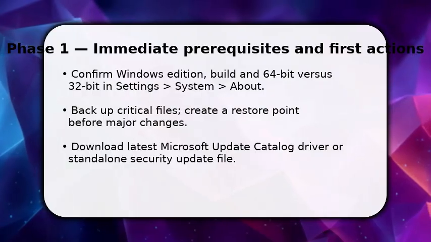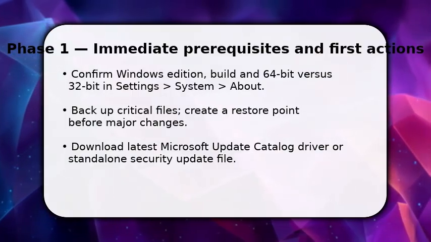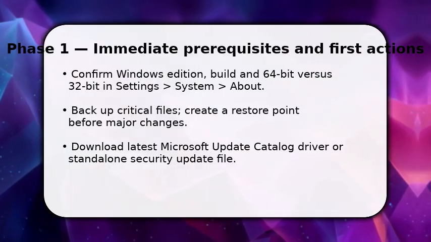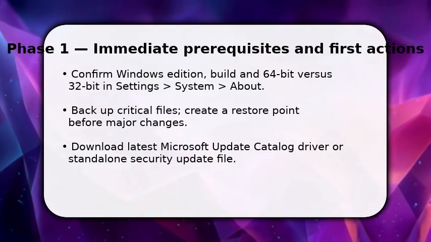You start by confirming your Windows edition and build so you fetch the correct patch. Check 64-bit versus 32-bit in settings. Make a quick backup and create a system restore point. This protects you if something goes wrong.